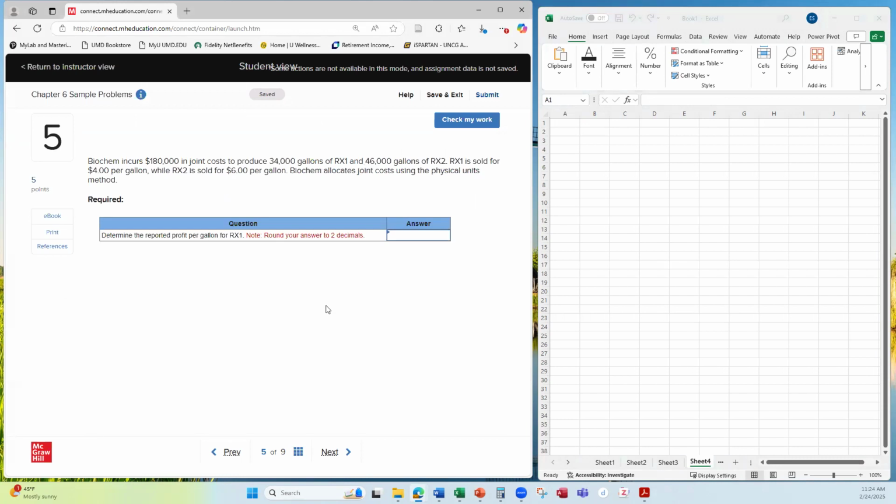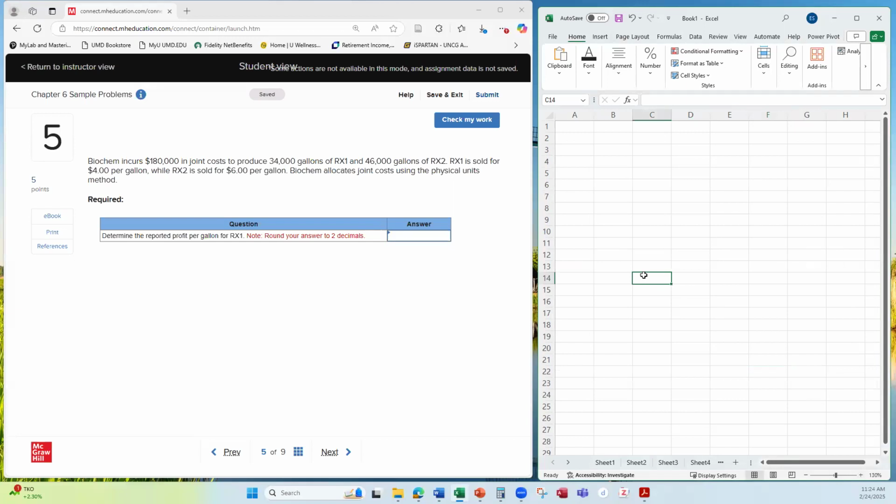We've got a biochem company and they incur $180,000 in joint costs. There we go. All right, and we're going to produce 34,000 gallons of RX1 and 46,000 gallons of RX2. So I'm going to just go ahead and start making a diagram here. So we're going to have physical units, RX1, RX2.